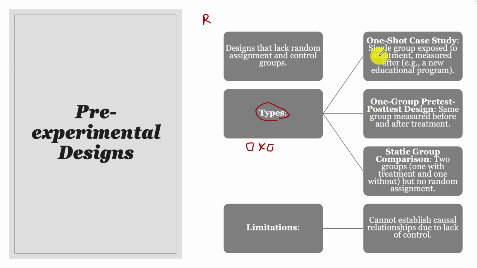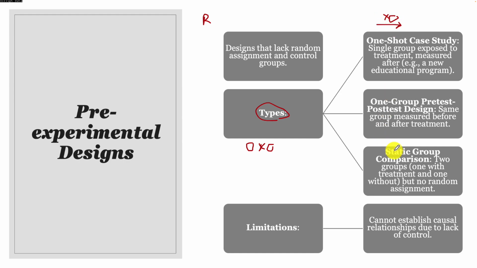If we look at a single one-shot case study, this is a single group exposed to a treatment, measured after. So that would look like this. This one-shot case study would look like this. One group, one measurement post. That's an X and an O, sorry. And time's going this way, right?